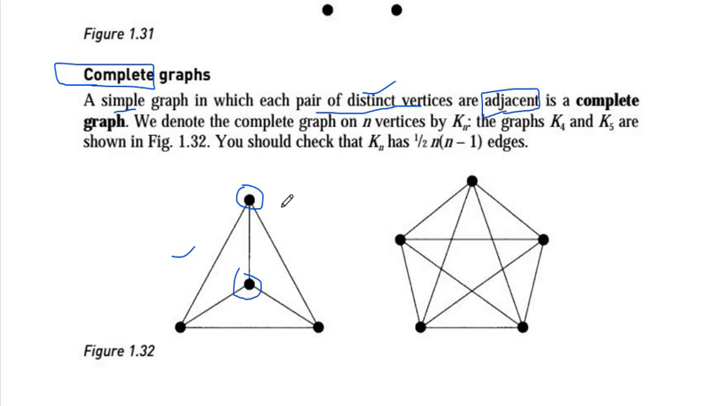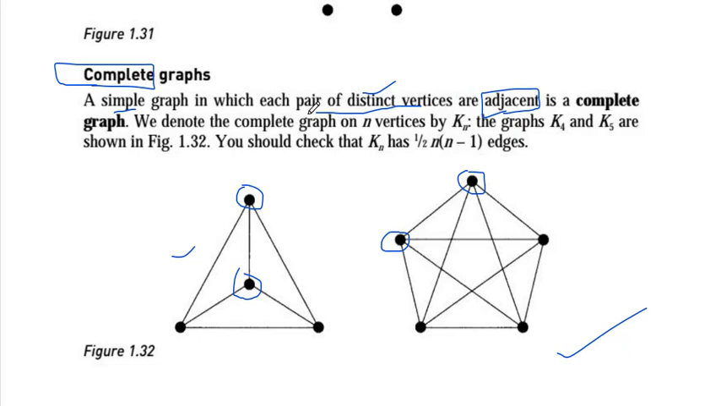It's a simple graph, so you cannot connect multiple edges. Each vertex is connected with the other adjacent vertices. Here also, this vertex is connected with all the 4 other vertices, and this vertex is also connected with all the 4 vertices. So this is a complete graph. You cannot draw any new edge with any vertex. Complete means it's full.